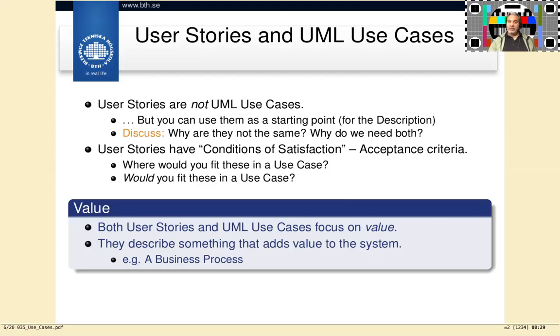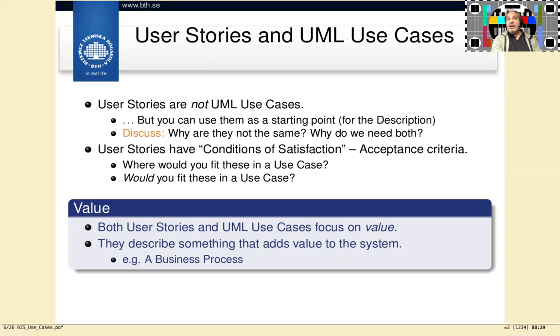User stories and use cases are not the same thing. They do focus on value, both of them, especially if you do the use case as well. But the use case is slightly more focused on the process by which a user should achieve a certain goal. The user story is just, here's the goal. The use case is, here's a process to achieve this goal. So they complement each other in some sense.